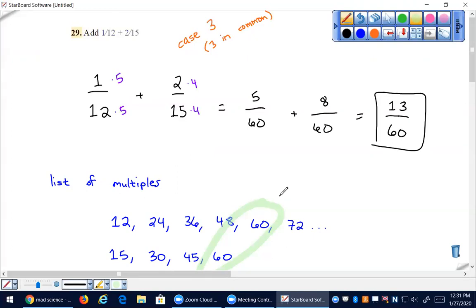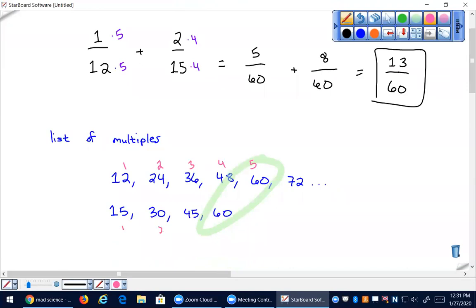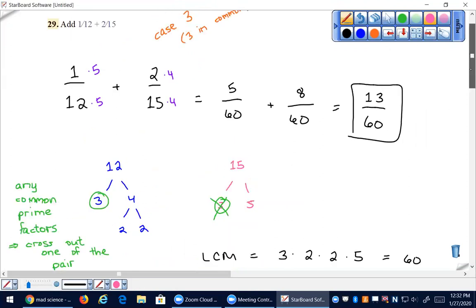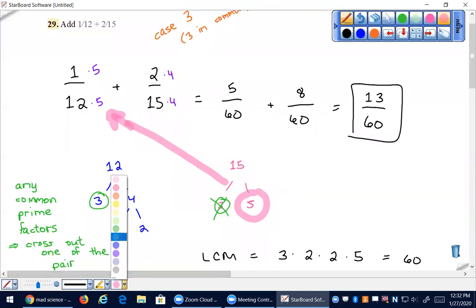In this one, I counted 1, 2, 3, 4, 5, and that's where the 5 came from. Or I counted 1, 2, 3, 4, and that's where the 4 came from. On the previous one, that went there, and that went there.